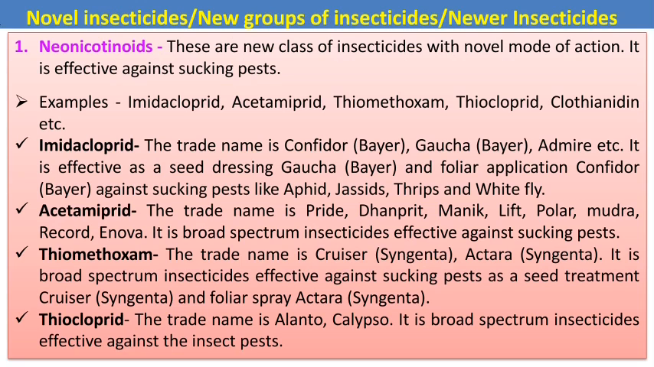And now this is the new category, that is the novel insecticides, or new group insecticides, which have a novel mode of action. The first category is neonicotinoids, including imidacloprid, acetamiprid, thiamethoxam, and thiacloprid, which are available in the market under different trade names, and are used nowadays mostly against different insect populations.